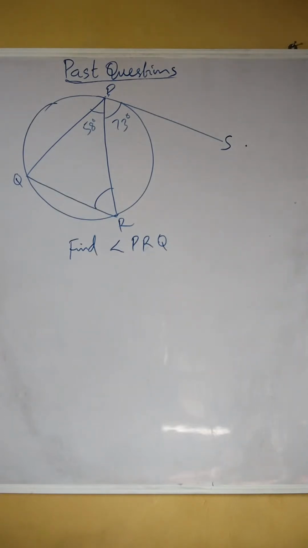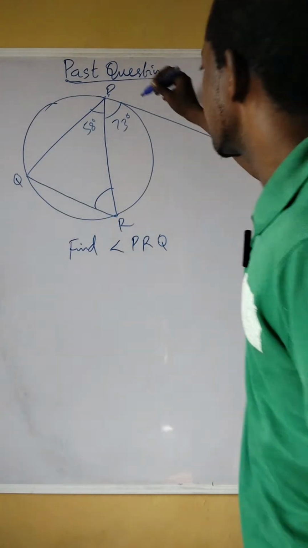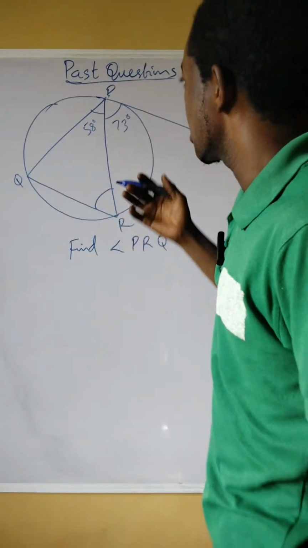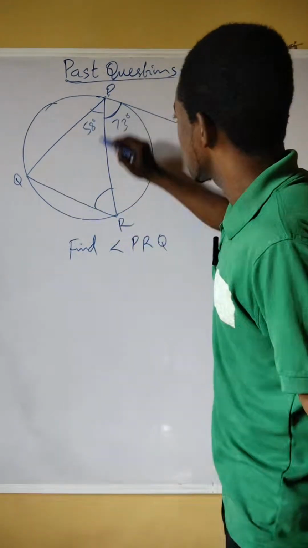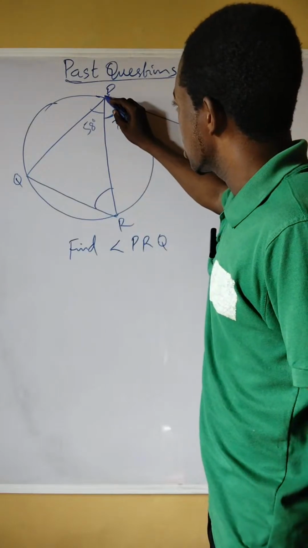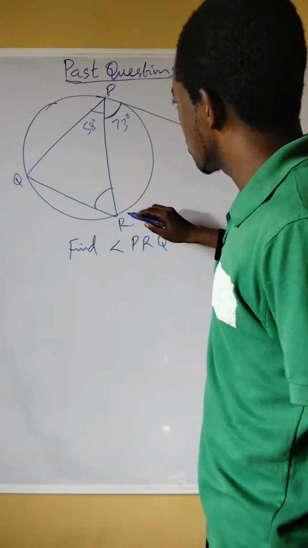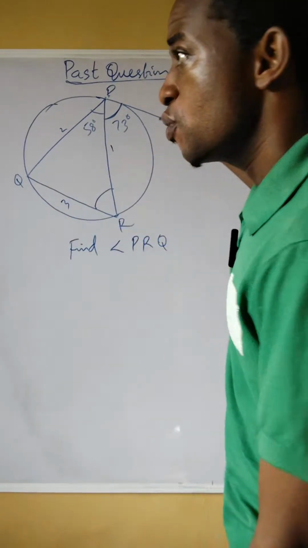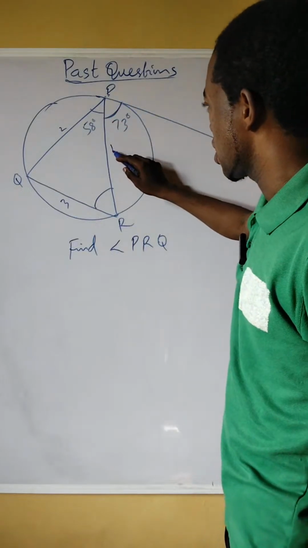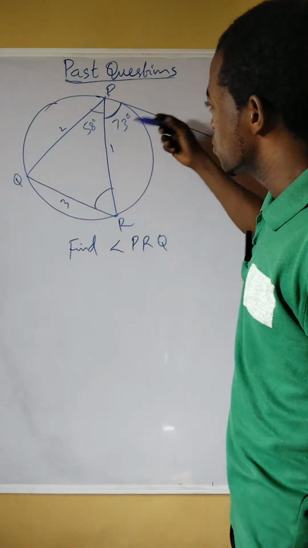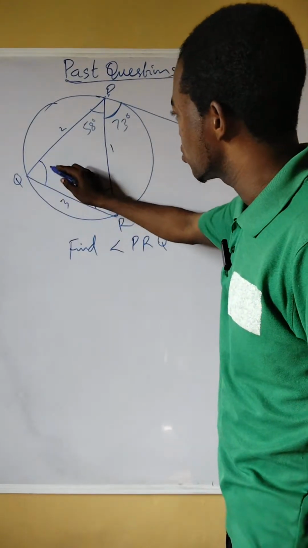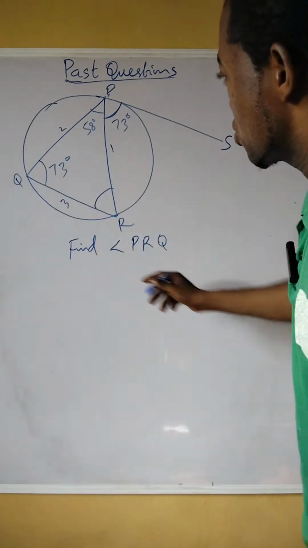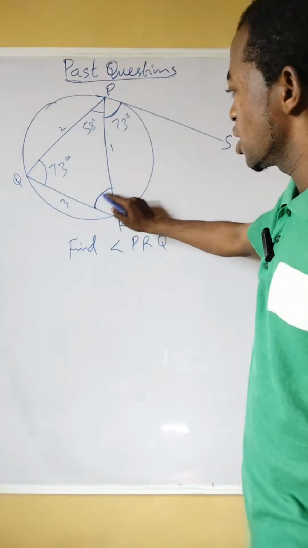How? When you see a tangent, there's a theorem on tangent. That's angle in alternate segment. The angle between the tangent and a chord is equal to the angle between two other chords attached to the chord. So let's say this is the tangent, this is chord 1, chord 2, chord 3. The angle between the tangent and chord 1 is equal to the angle between chord 2 and chord 3. So this angle must be 73 degrees. That's angle in alternate segment. And once you get this angle to be 73 degrees, you can get the one you are finding.